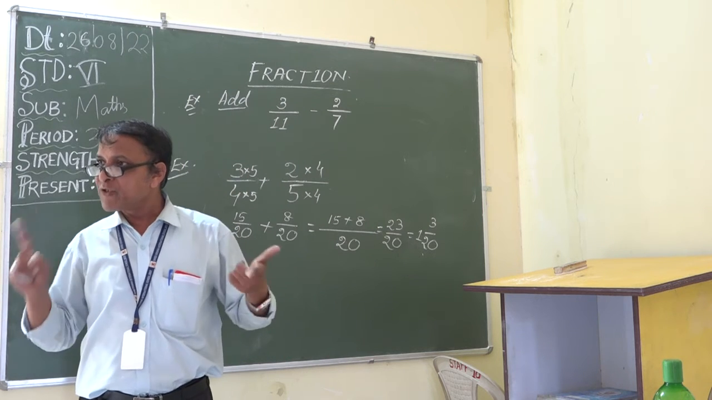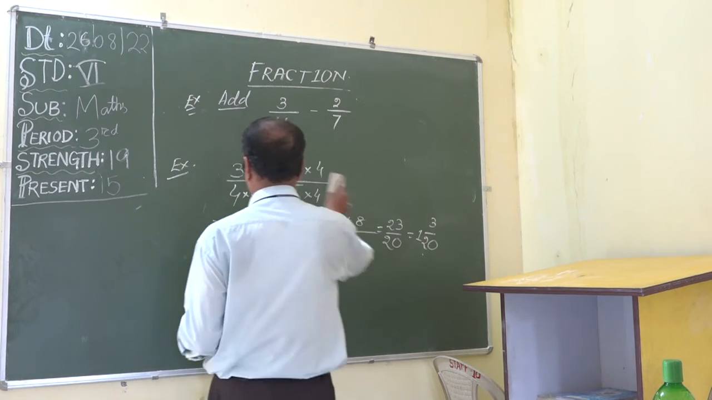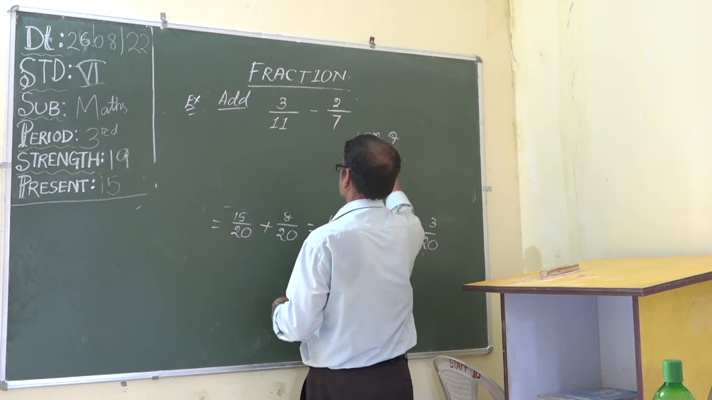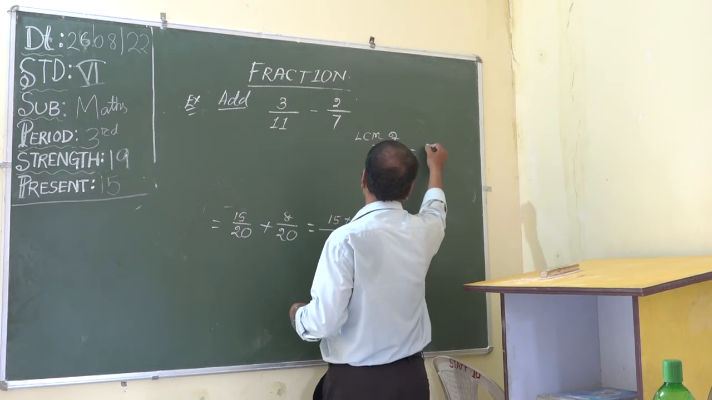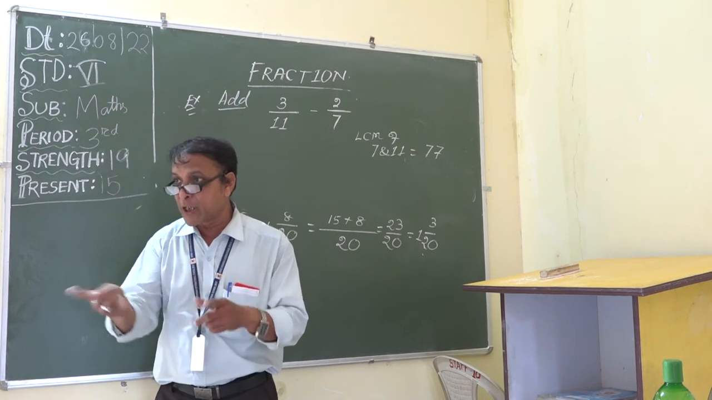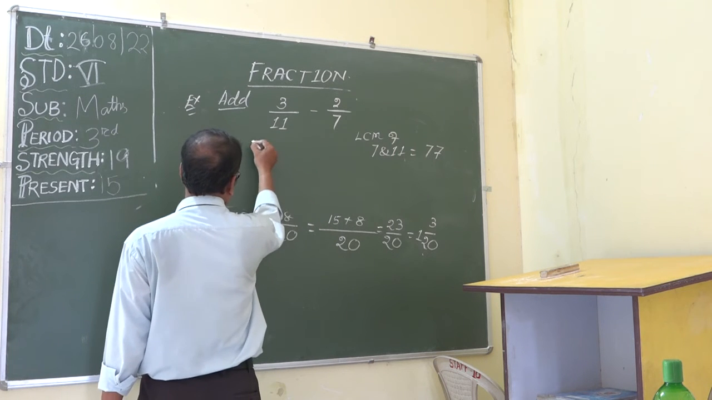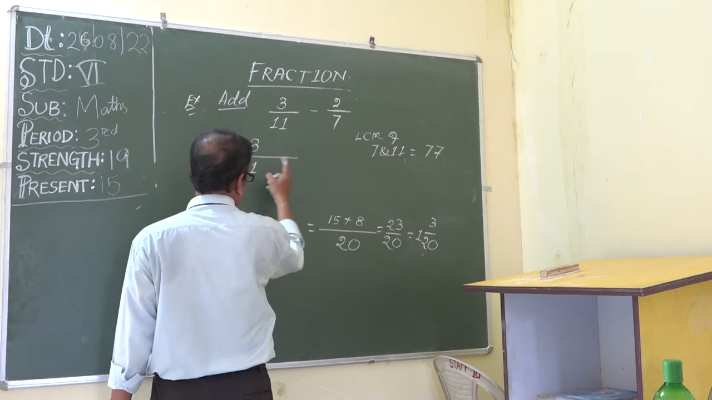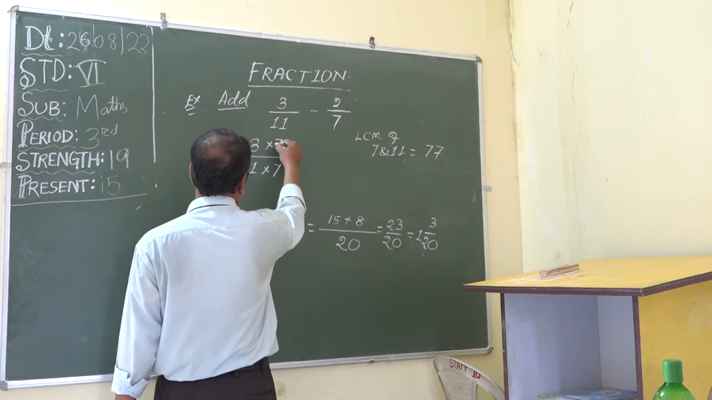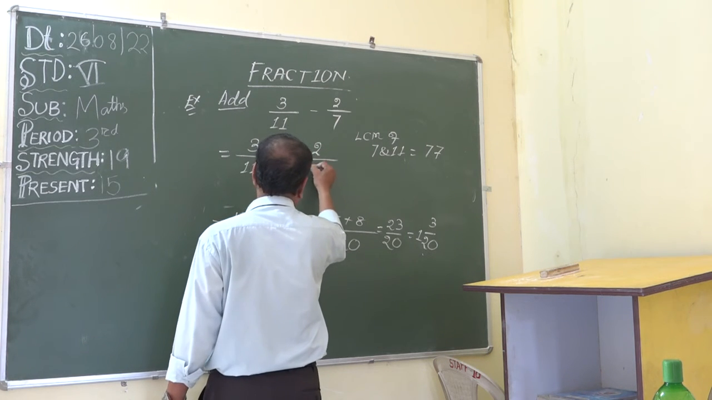So what will the LCM be? Simply multiplication. So 11 into 7, that is equal to? 77. Good. So here the LCM of 7 and 11 is equal to 77. So now what will we do? We will make both the denominators equal to? 77. Yes. So 3 by 11, I want to change it to make it 77. So I have to multiply 7 in the numerator and denominator.